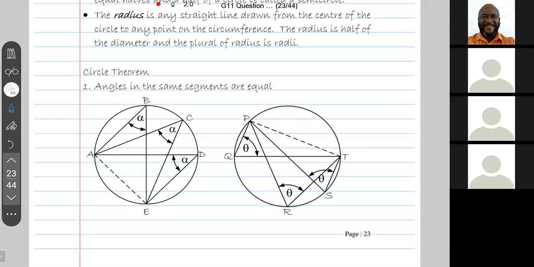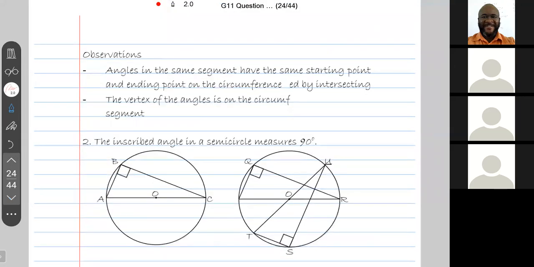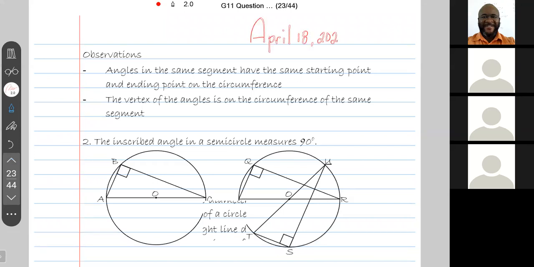All right, so let's turn the page. So these are our observations. One, angles in the same segment have the same starting point and the same ending point on the circumference. And the vertex of the angles is at the circumference in the same segment. Those are the observations.